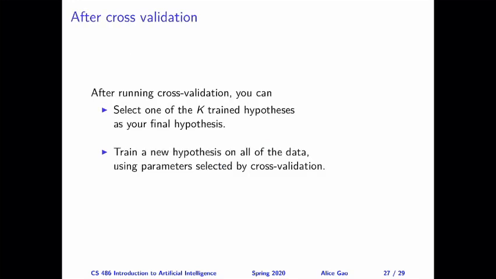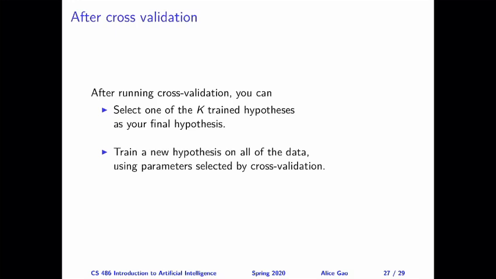So after cross-validation, what do we do? Well, what cross-validation gives us is a set of parameter values that's best, right? That represents the best hypothesis we have found. So we can do one of 2 things. When we were training this hypothesis, we already got a few different trained hypotheses. We can just choose one of them as our final hypothesis.